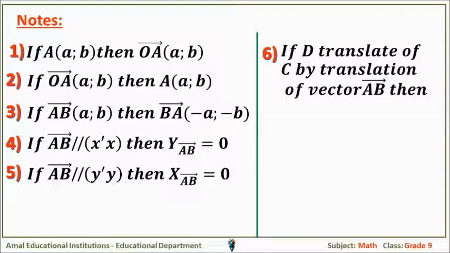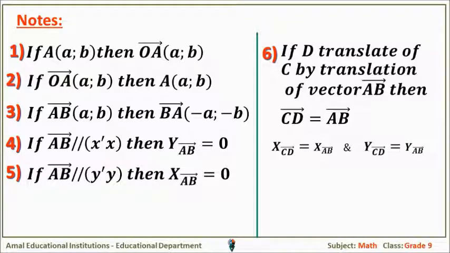Note number 6: if D is the translate of C by translation of vector AB, then the vector CD will be equal to the vector AB. That is, x of CD is equal to x of AB, and y of CD is equal to y of AB. We can write xD minus xC equals xB minus xA, and yD minus yC equals yB minus yA. That is, if we know the coordinates of 3 points of these 4, we will calculate the coordinates of the fourth one. We will use this relation to calculate its coordinates.